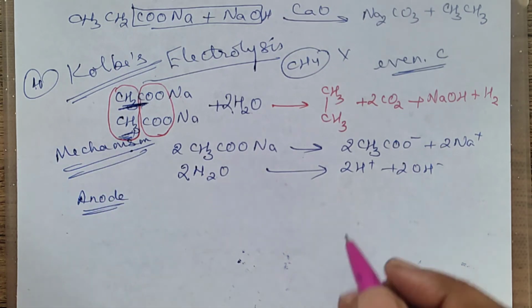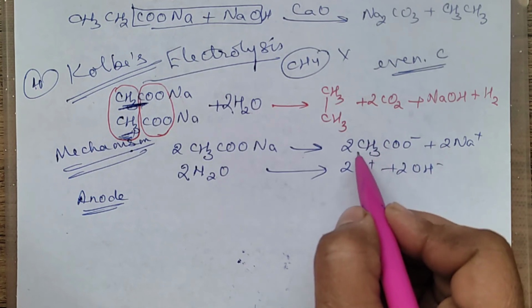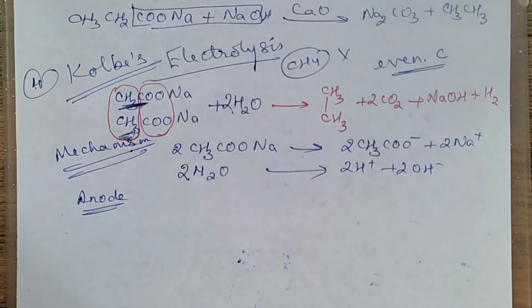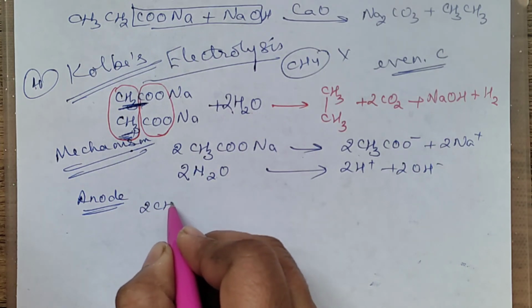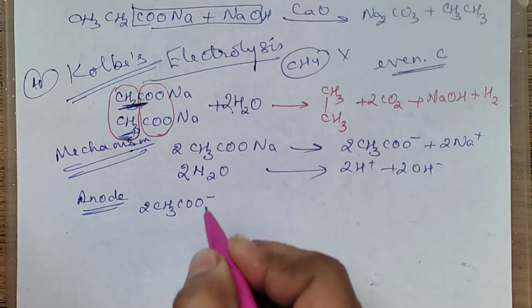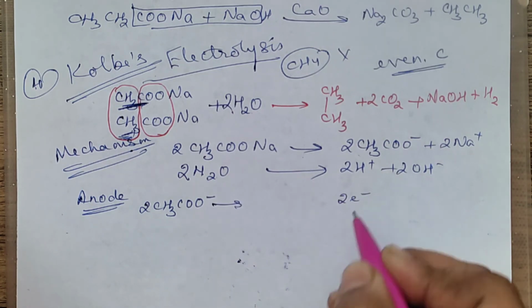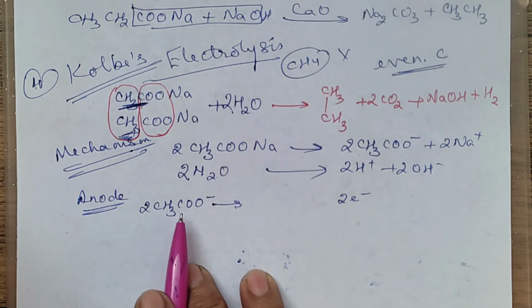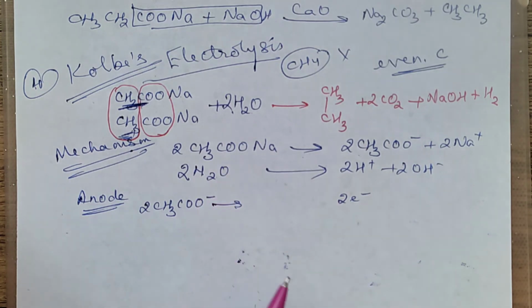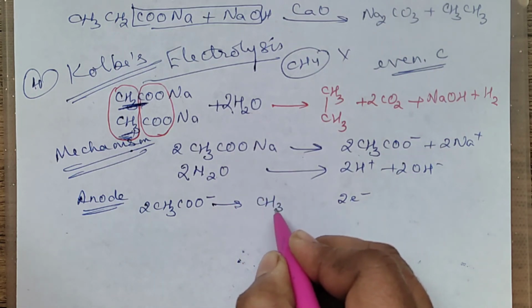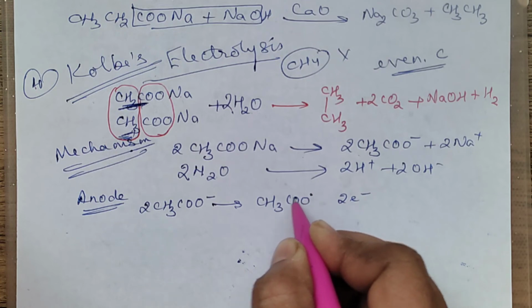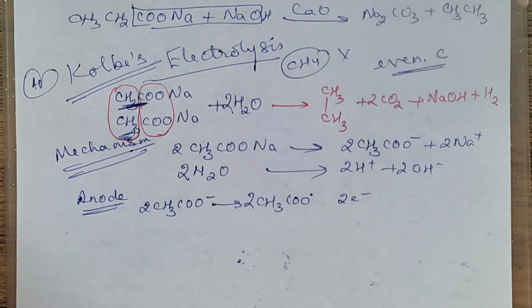So first, anions. Anions are this acetate ion. This will move towards anode, right? So what will happen? Two acetate ions will lose 2 electrons. There are 2 acetate ions, both will lose 1 electron. So when they lose 1 electron, what will be formed? They will form 2 free radicals of acetate.